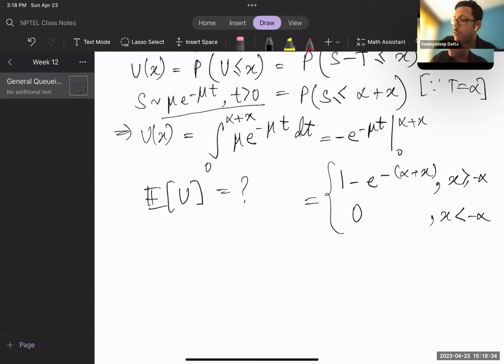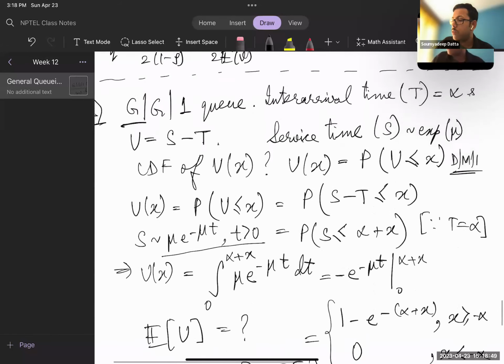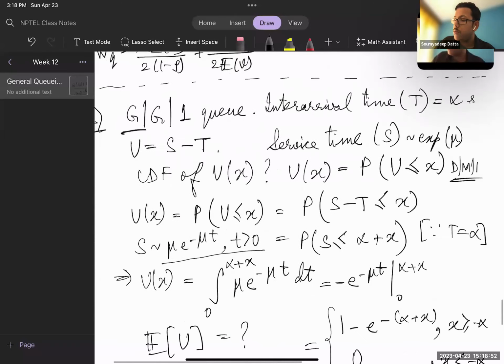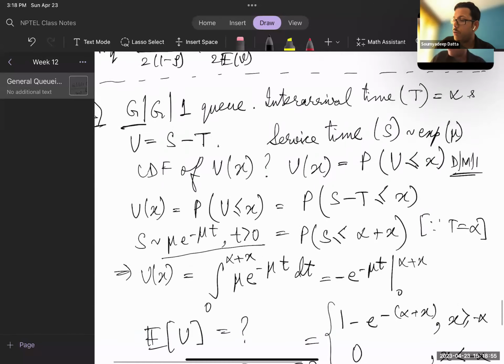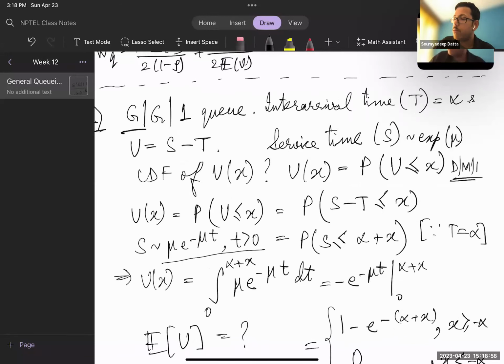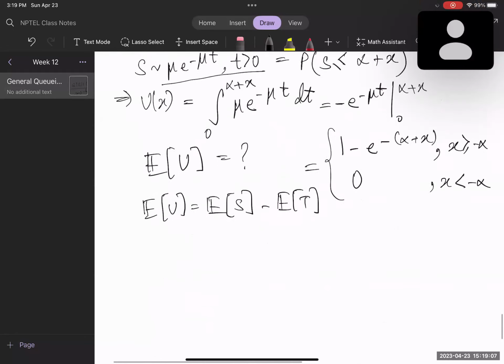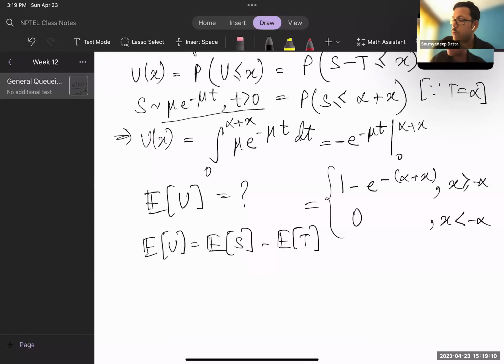Actually, this is easy. Even without the PDF, expectation of u is nothing but expectation of s minus expectation of t, because u is equal to s minus t. Now we have expectation of t to be alpha, because t is a deterministic value, and s is exponential with parameter mu, so the mean is 1 by mu. So this expectation comes out to be 1 by mu minus alpha.